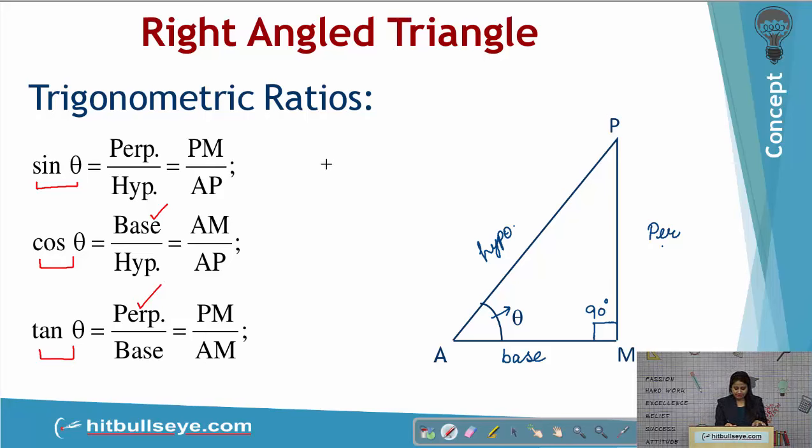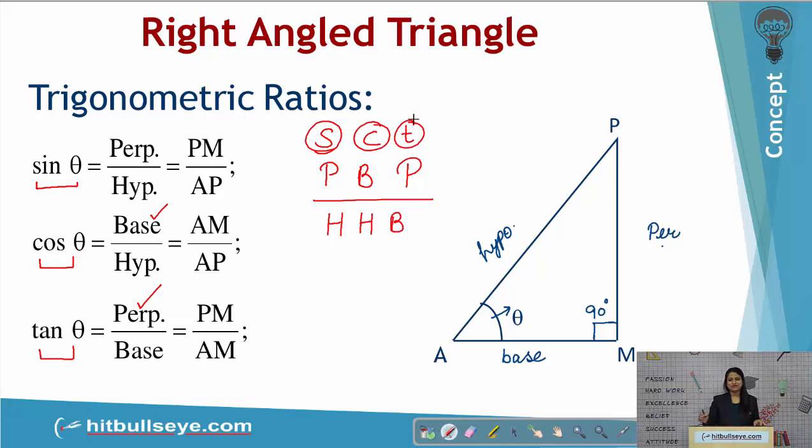It says Pandit Badri Prasad har har bole, Sona Chandi Tole. You must be aware of this mnemonic. Now, P means perpendicular, B means base, P again is perpendicular, H stands for hypotenuse. Again, H and B stand for hypotenuse and base respectively.